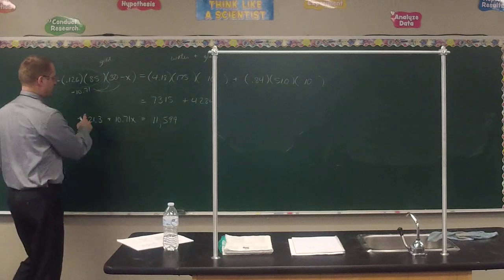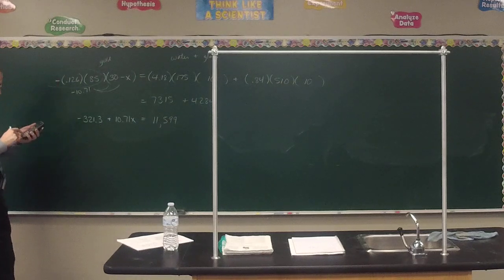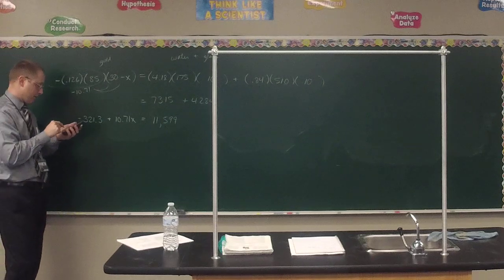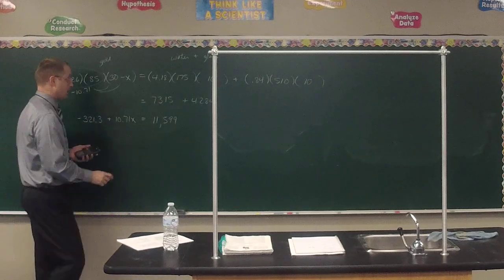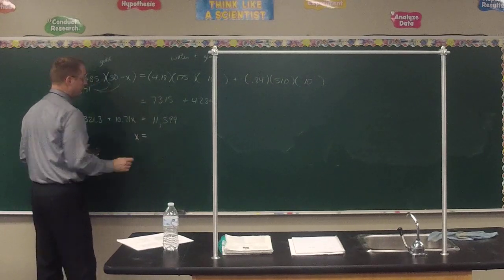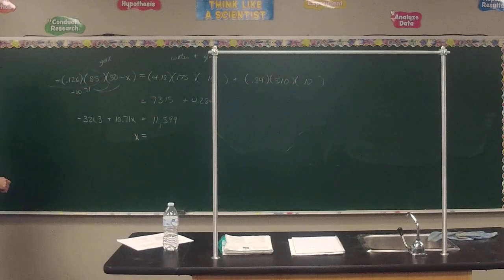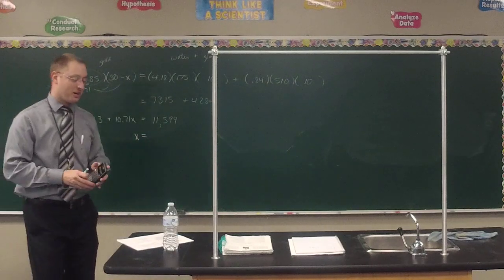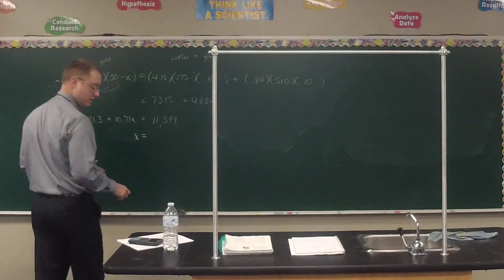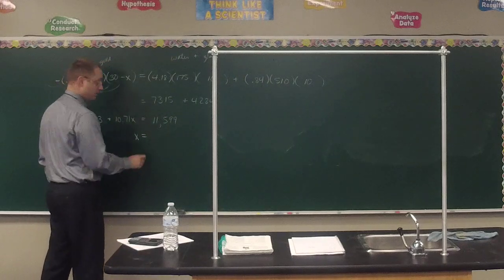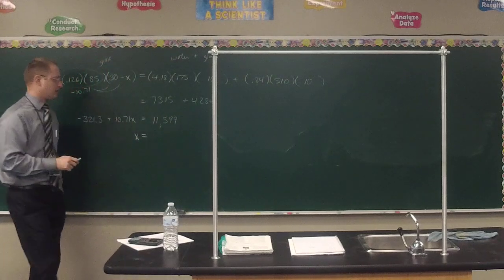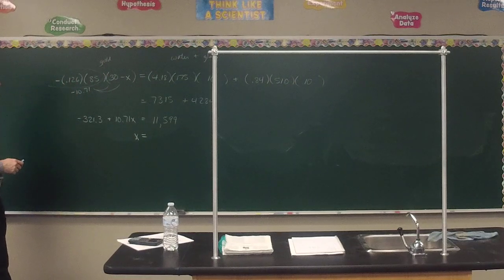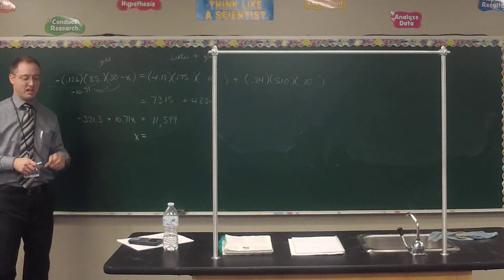And then from here, of course, we just need to add the 321 to the 11,599, and divide out the 10.71. And that gold was in a very hot furnace. How hot was the gold when it came out of the furnace? Anyone? I got 100. Ooh, that's not correct. All right, go ahead and pick it up at this point, then re-enter it.